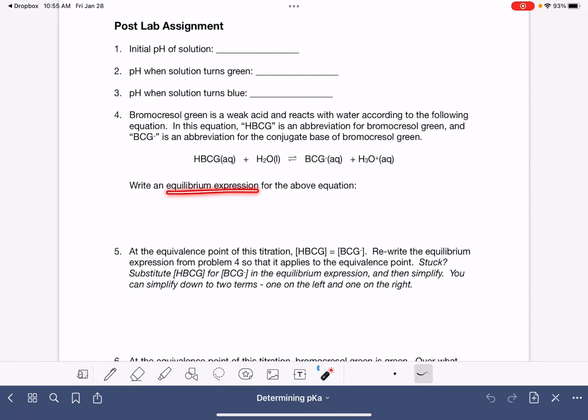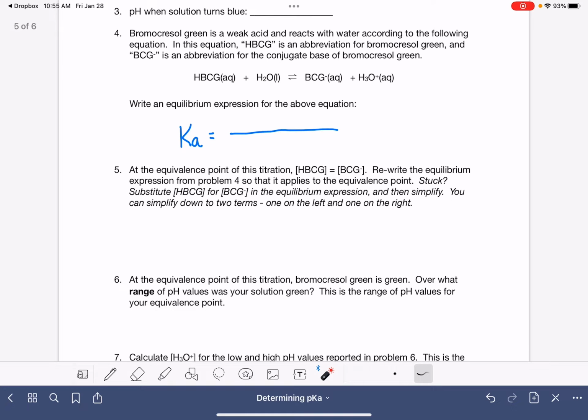And you are going to write an equilibrium expression for the equation. HBCG is an acid, so this is going to be a Ka, and then you're just going to write the products over reactants. This is a balanced equation the way that it's written. Question number 5 says that at the equivalence point, the concentration of HBCG is equal to the concentration of BCG minus. Use that information to rewrite the equilibrium expression from problem 4.